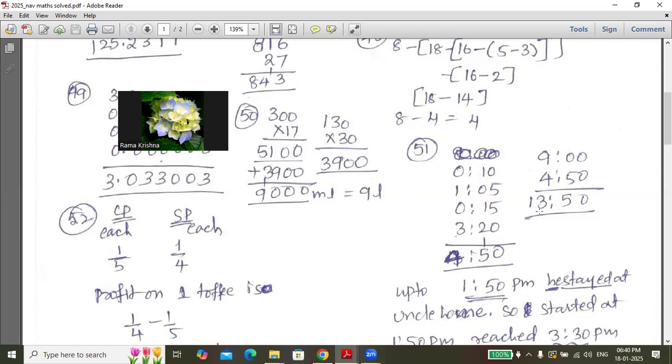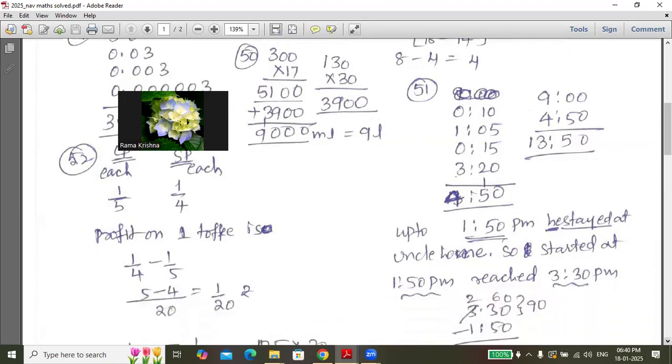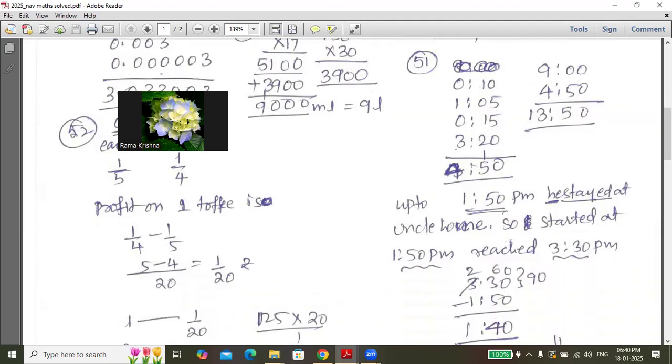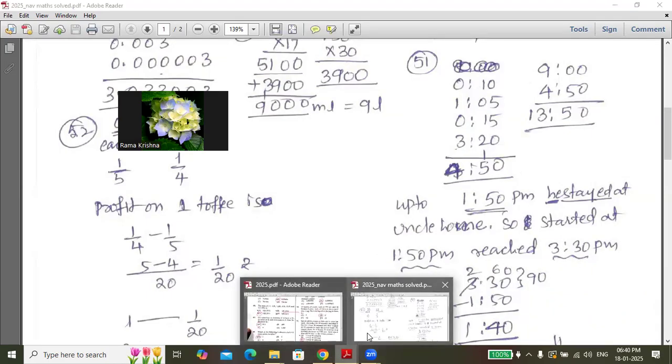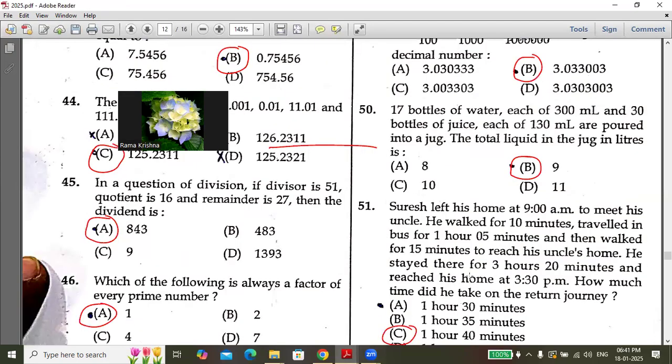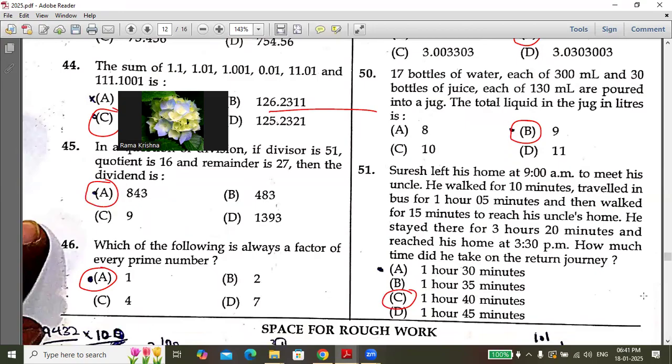That is nothing but railway timetable. When you convert it, it is 1:50 p.m. So up to 1:50 p.m. he stayed at his uncle's home. Then he started back at 1:50 and reached home at 3:30. You have to think in a simple way. It's a simple question just to check whether you are alert or not.